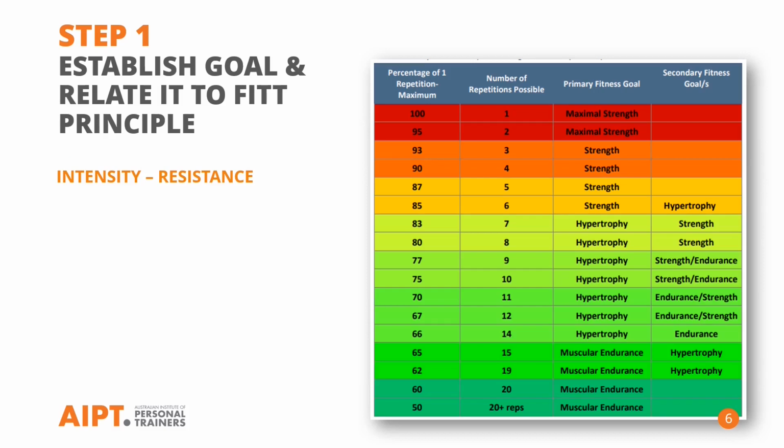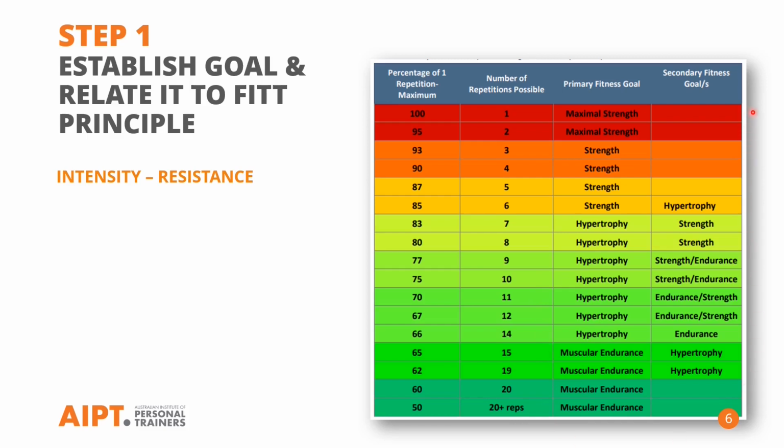Now we've got this table here, and this table is a really handy resource that you can use when you're writing any program that involves resistance training. The benefit of this table is that we can see exactly for which intensity, which percentage of 1 RM, the number of repetitions that we need to program for them.